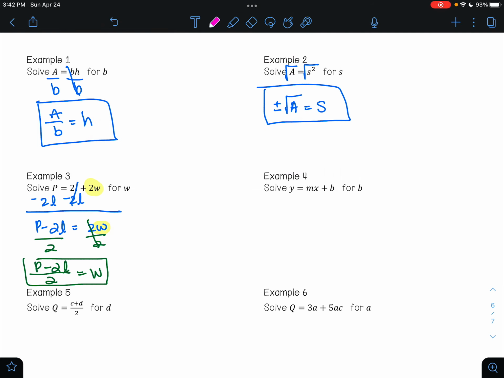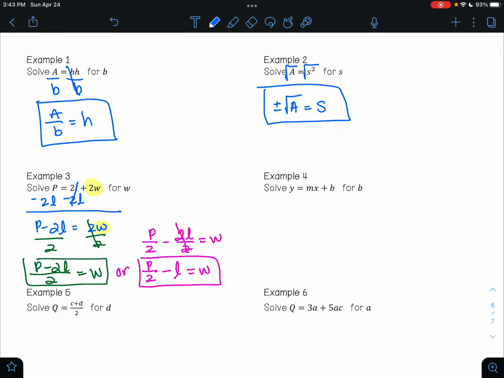Now, if you're thinking, hey, can't I simplify this more? Yes, you can. You can break up the P over 2 and the 2L over 2. So that will give me P over 2 minus 2L over 2 is equal to W. And here the 2's cancel. So we'll have P over 2 minus L is equal to W. So you could either write your answer like this or like this, whichever one makes your heart happy. These two equations are equivalent, so it does not matter to me which way you write it.